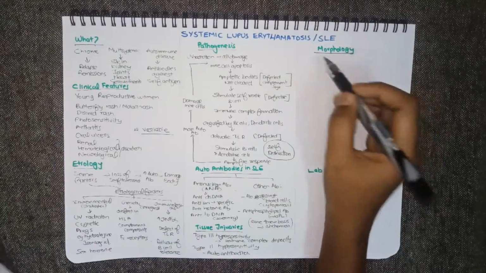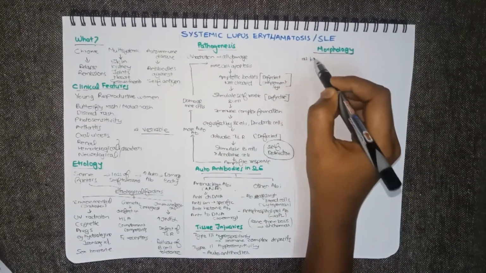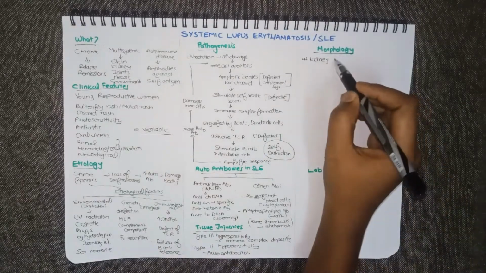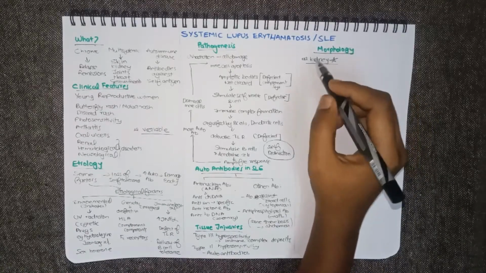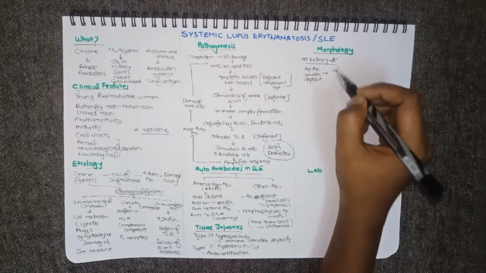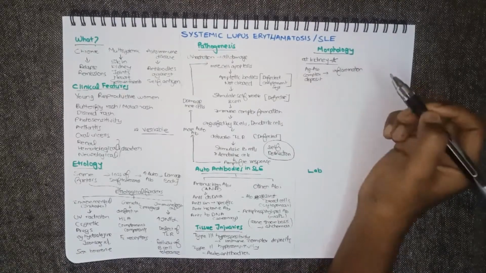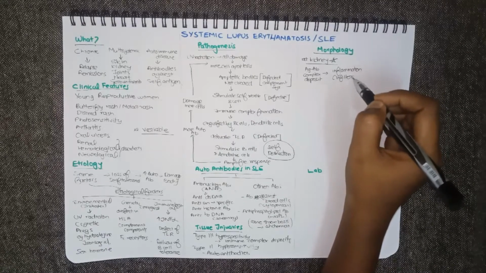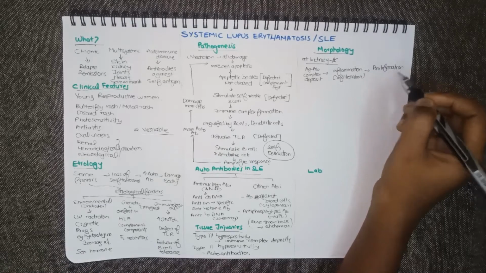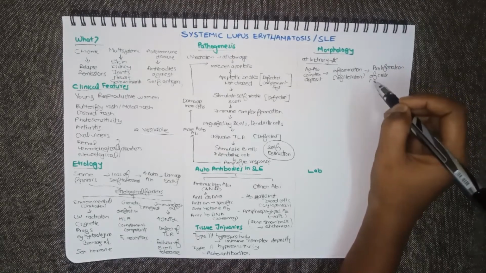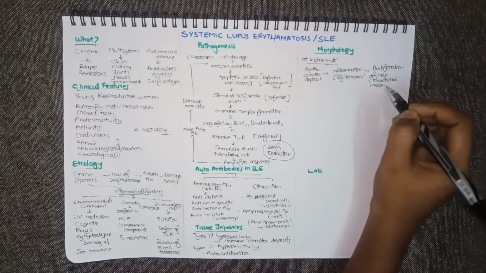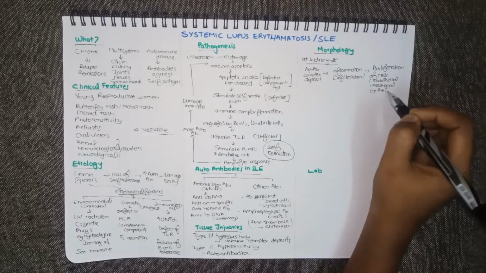Now, the morphology. Kidneys are the most common organ being affected. So, what is happening there? Antigen antibody complexes get deposited in the kidney, and this results in inflammation. And as we know, the inflammation results in infiltration of a lot of cells like neutrophils, macrophages, etc. And also it causes proliferation of endogenous cells like endothelial cells, mesangial cells, epithelial cells, etc.